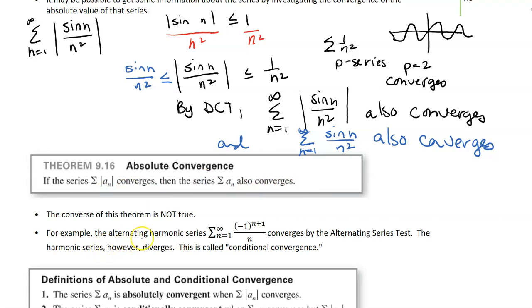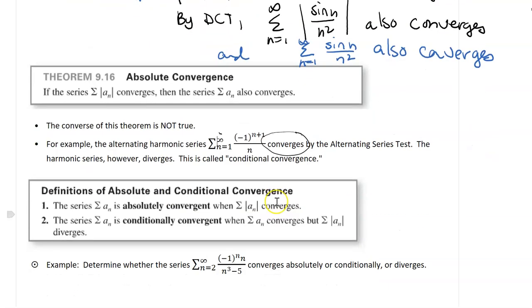A good example of that is what's called the alternating harmonic series. If you verify using the alternating series test that we talked about in the last video, this converges because each term is smaller than the previous term, and if you take the limit of 1 over n, you get 0. However, we know that the normal harmonic series diverges. So this type of convergence is called conditional convergence, because the sum converges, but the sum of the absolute value diverges. If they both converge, it's called absolutely convergent.